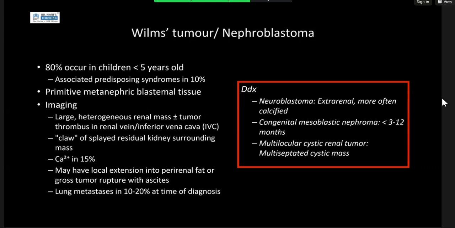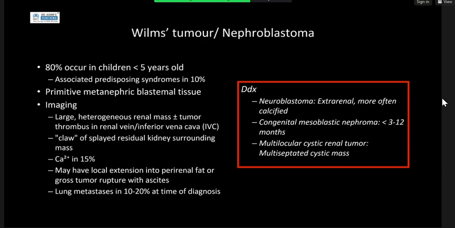And you can have local extension to perirenal fat or tumor rupture. And nice to add that, yes, you do a CT scan because you want to make sure there are no lung metastases at the time of diagnosis. Okay, so very large tumors, it can be very hard to differentiate where it's coming from. And often looking for peripheral signs like the claw sign is quite important, and what it's doing to the vessels is another thing.